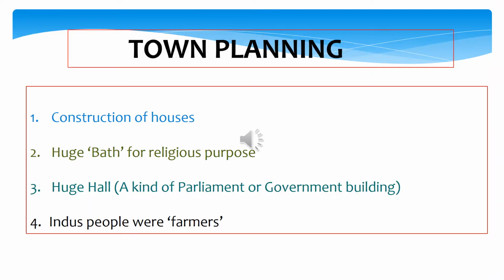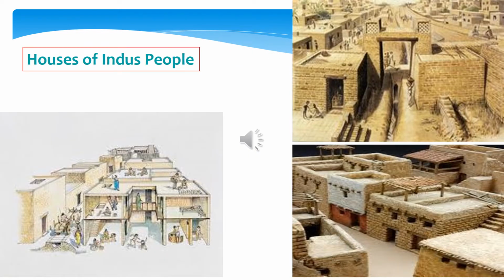Dear students, the Indus Valley cities had, in common, some features. Their houses were constructed in a similar pattern. Both the cities had a huge swimming pool-like construction. The remains of a huge hall are found in Harappa and Mohenjo-Daro. Some of the grains found there reveal their farming activities. Let's see in detail.